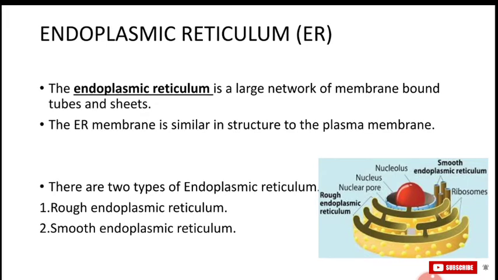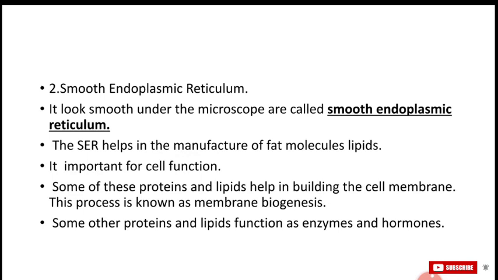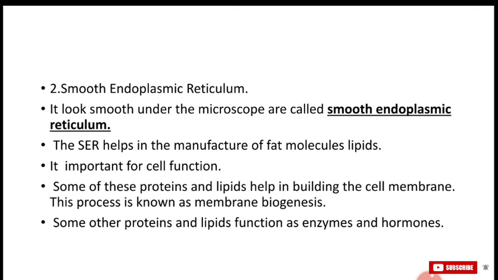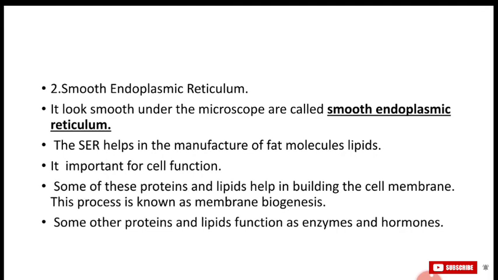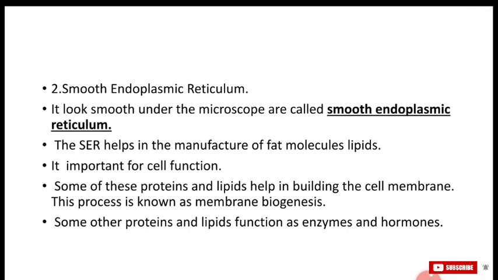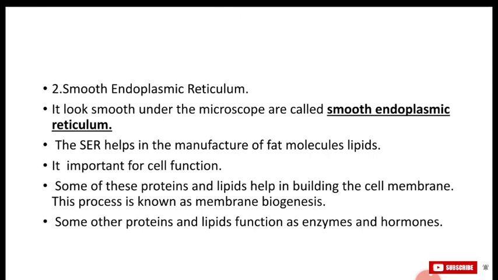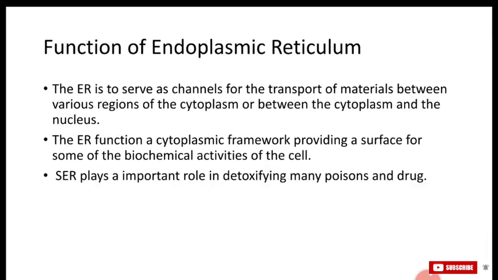Then the smooth endoplasmic reticulum. It looks smooth under the microscope, so it is called the smooth endoplasmic reticulum. It helps in the manufacturing of fat molecules, the lipids. It is important for cell function. Some of these proteins and lipids help in building the cell membrane, a process known as biogenesis. Some other proteins and lipids function as enzymes and hormones.